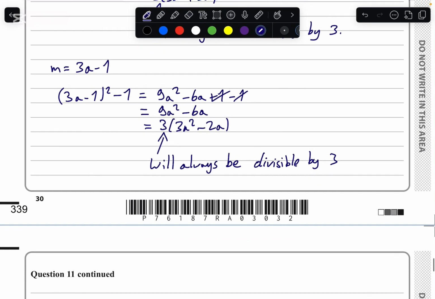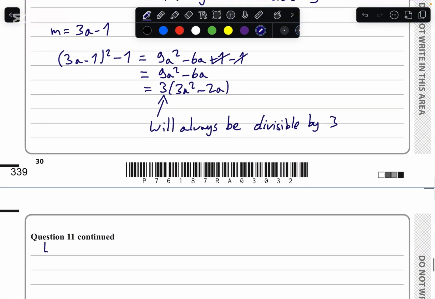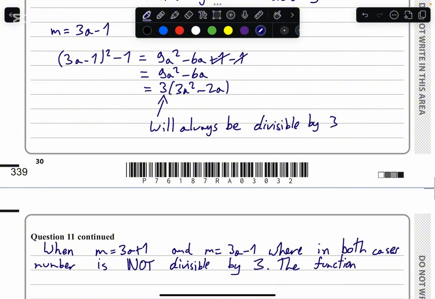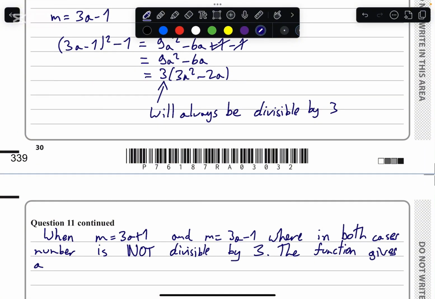Finally, we will write a small sentence: when m is 3a plus 1 and when m is 3a minus 1, in both cases the number is not divisible by 3, and the function gives a value which is divisible by 3, hence proven.